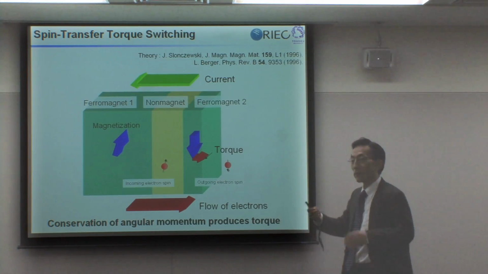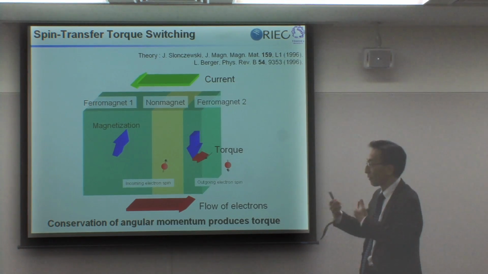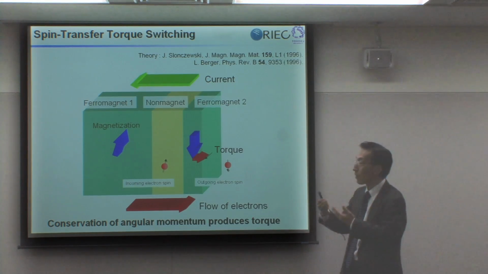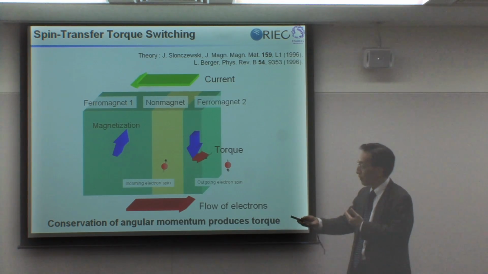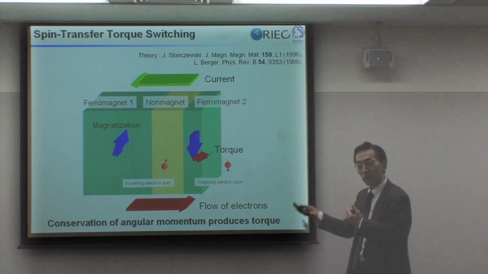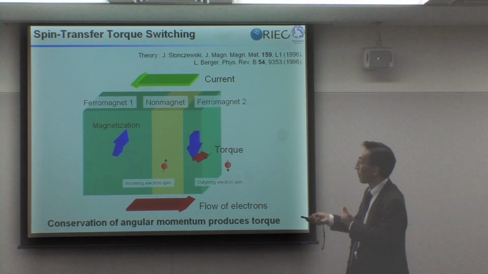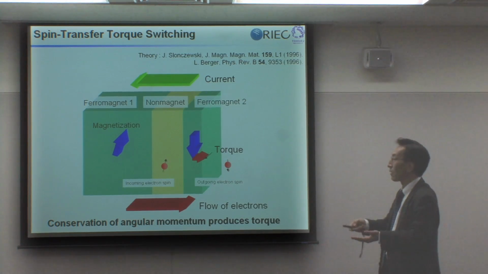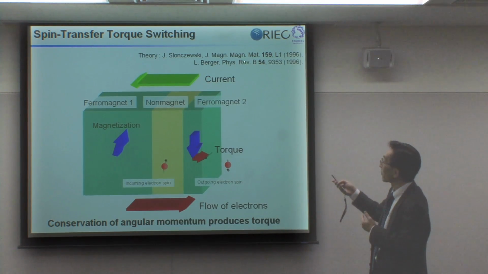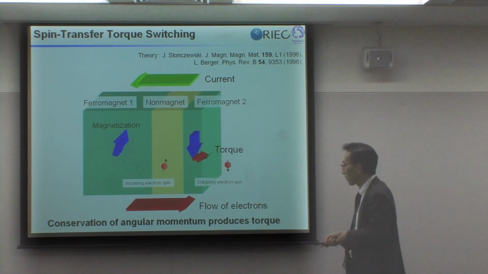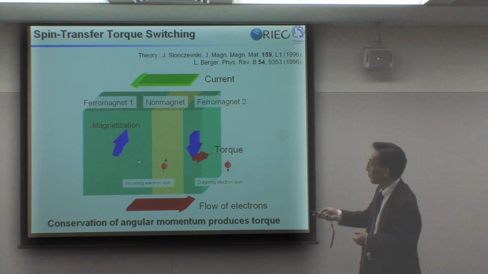That's the read part. You can read the resistance difference between the parallel and anti-parallel state to detect whether you have 1 or 0. You also have to be able to change the magnetization direction. You have to rewrite from 1 to 0 and 0 to 1. And this is done by spin transfer torque switching, which I will not go into detail here. But basically it is due to the conservation of angular momentum, from your input electrons which have the same orientation as this one.